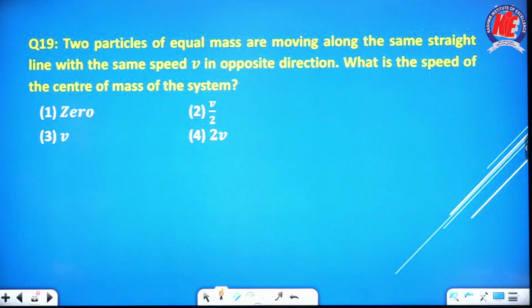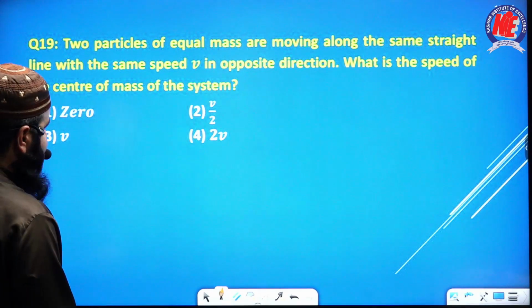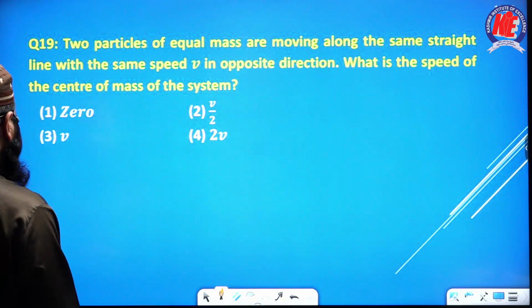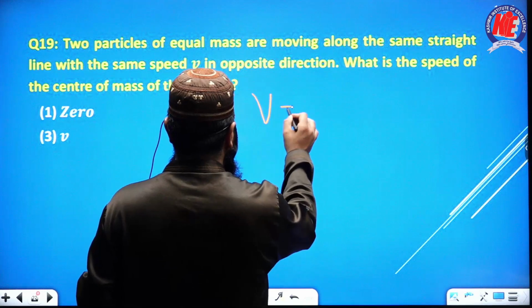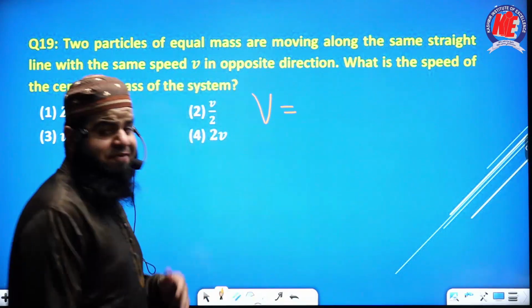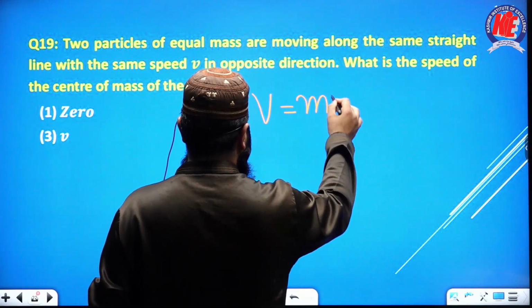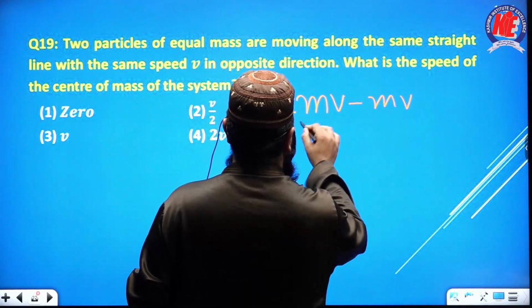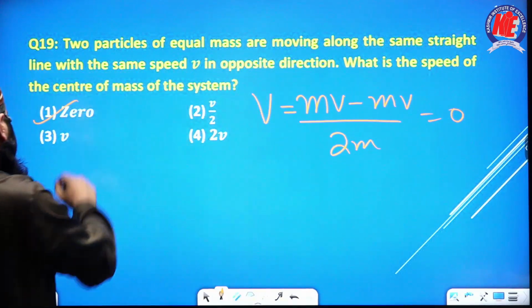Next one please. Two particles of equal masses are moving along the same straight line with the same speed v in opposite direction. What is the speed of the center of mass of the system when they are moving in the opposite direction? So mv term subtract होंगी बेटा. Their masses are identical, they are moving with the same speed, that will be mv minus mv divided by total mass 2m. You will end with the answer, that is 0. So 0 is the right answer.